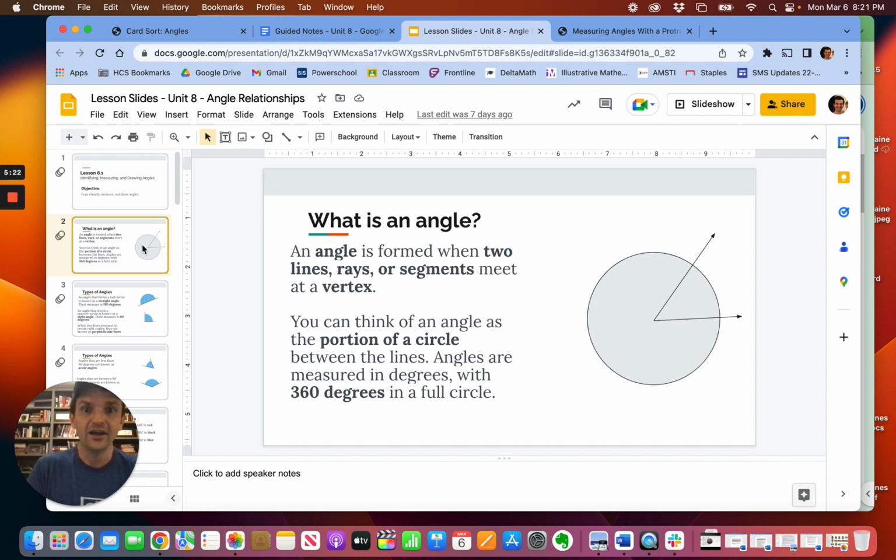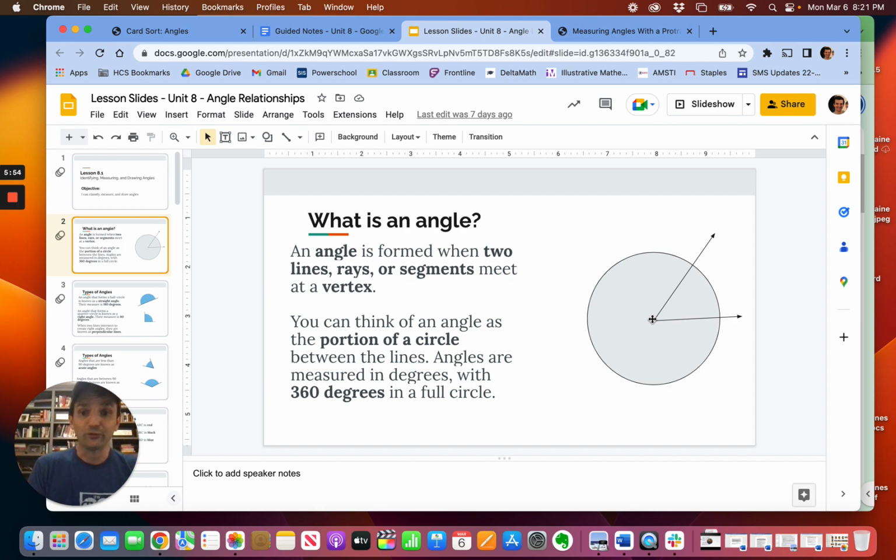Now you can see here, it says you can think of it as the portion of a circle between the lines or the segments or rays, right? So I have this animated where the angle shows up first, and then I superimpose the circle on top of it. And I talk about how that looks like a slice of pizza, right? And so the bigger the angle is, the more of the pizza would fit inside there. But we always have that vertex at the center of the circle. And then if it was the entire pizza, that would be 360 degrees. If it was half a pizza, that would be 180 degrees.